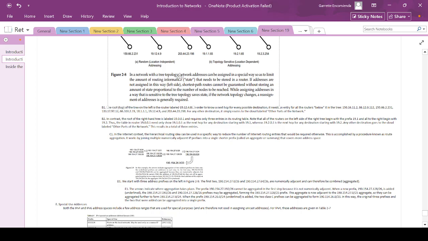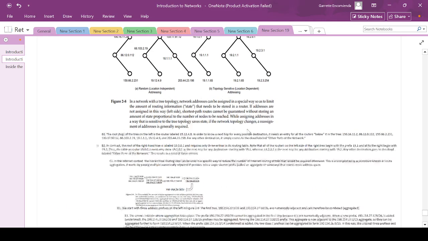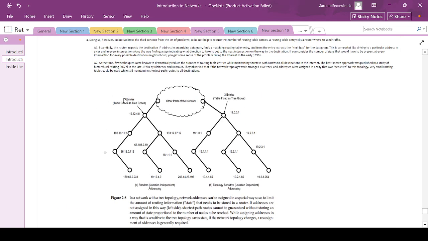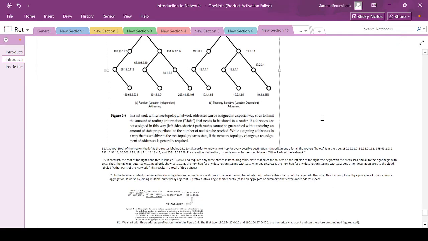So in a network with tree topology, network addresses can be assigned in a special way so as to limit the amount of routing state that needs to be stored in a router table entry. If addresses are not assigned in this way, shortest path routes cannot be guaranteed without storing an amount of state proportional to the number of nodes to be reached. So for here, you only need 9 entries. Here, you need 3 entries to get to your destination.